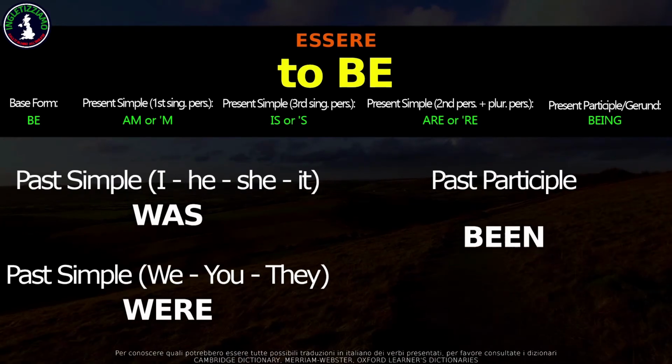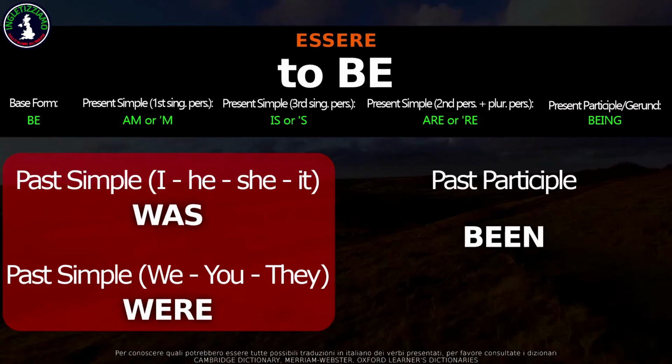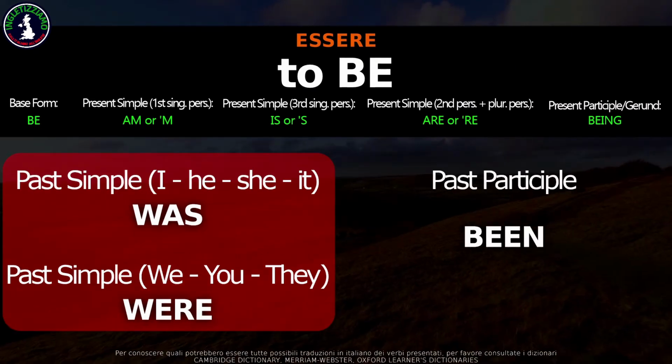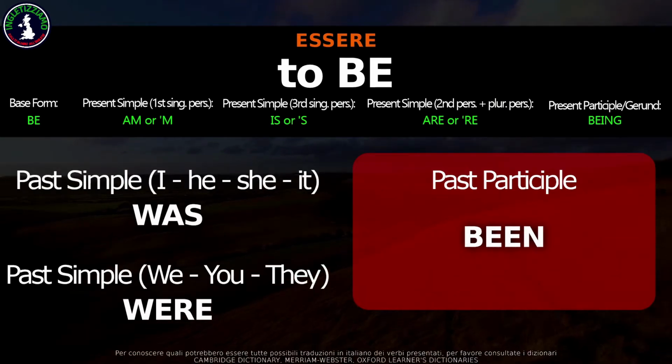To be. Past simple for I, he, she, it: was. For other pronouns: were. Past participle: been, for all persons. Now let's begin our list. Let's go.